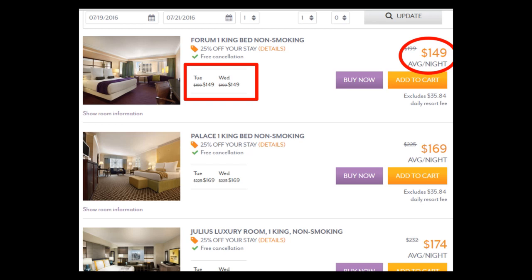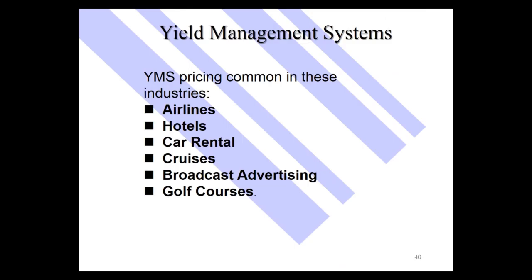So airlines, hotels, those are two of the most common industries to use yield management systems, but a lot of other industries do, again, when those conditions apply. There's perishable inventory, there's fixed capacity, there's high fixed costs and low variable costs. And those industries include airlines and hotels, but also things like car rentals, cruises, broadcast advertising. You don't sell those ad spots and they disappear. Golf courses. Anytime you've got perishable inventory, fixed capacity, high fixed costs, and low variable costs, you're a good candidate for a yield management system. Dynamic pricing that adjusts to maximize profits.